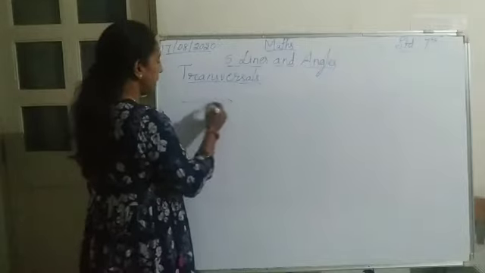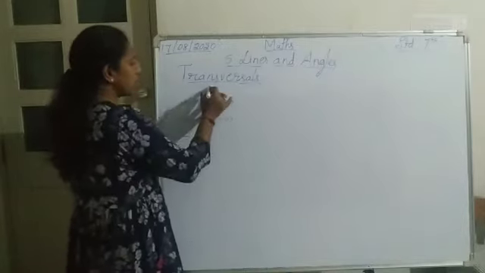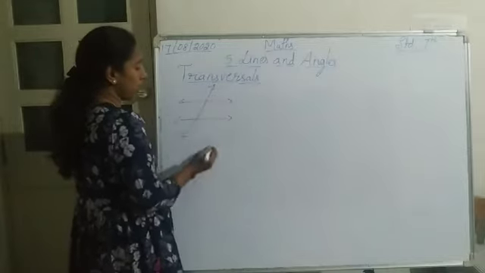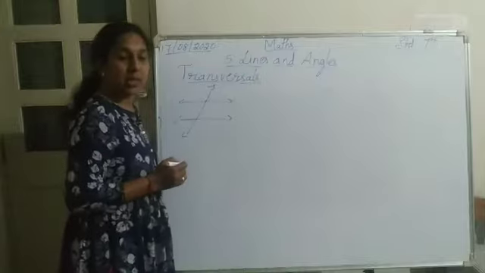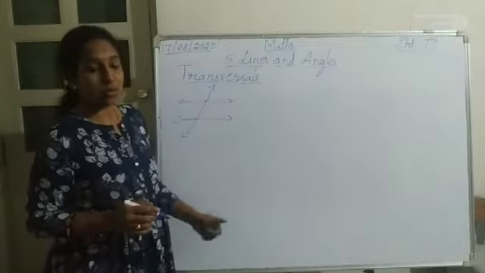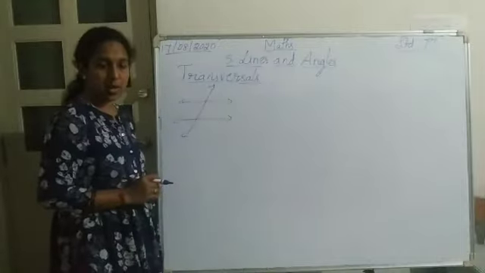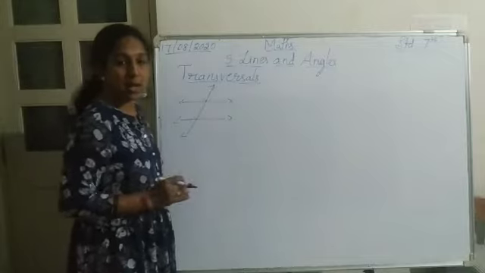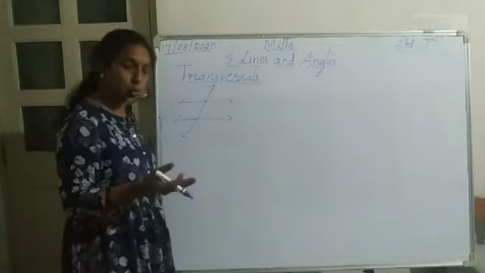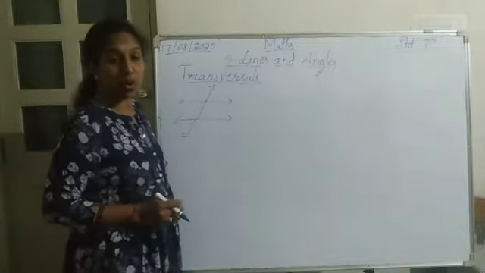Okay. So let me take two lines like this. If one more line is going across these two lines and intersecting them at two different points, this is called the transversal. Here it is crossing two or more than two lines at different points, then that is called the transversal.